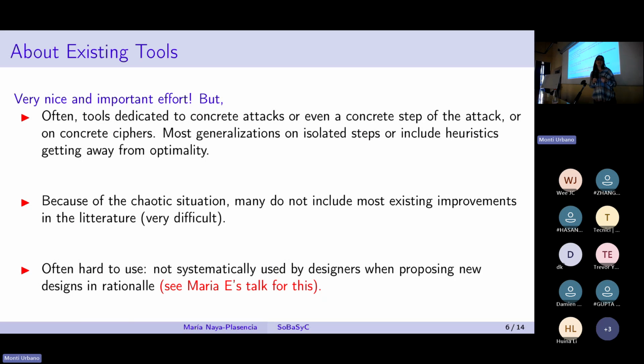So a lot of times tools are dedicated to concrete attacks or even a concrete step of the attack or concrete ciphers. And normally generalizations are applied on isolated steps or include heuristics that are not really realistic or that don't allow us to obtain optimality. And because of the chaotic situation that I mentioned before, many of these tools don't include a lot of existing improvements that are very hard to really understand or to really see the full potential of, because it's very difficult. And also they are kind of hard to use sometimes.